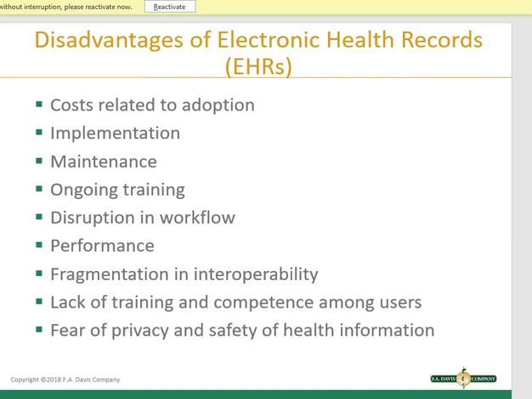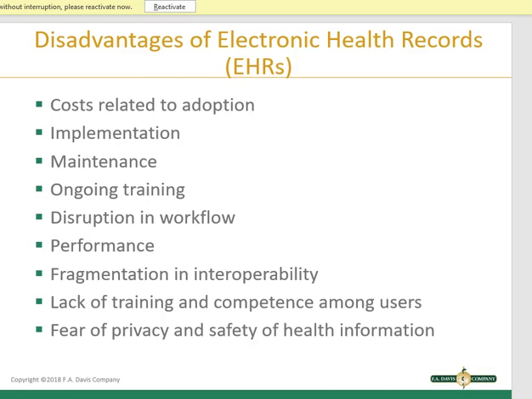There are also some disadvantages to the EHR. There are some costs to adopting the system, the cost to implementation, adoption, and maintenance of the program. Some problems of the implementation of an EHR are lack of training and competence among users and possible threats to privacy and security of the EHR.